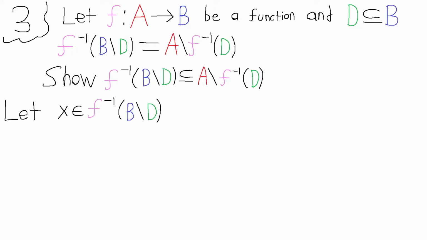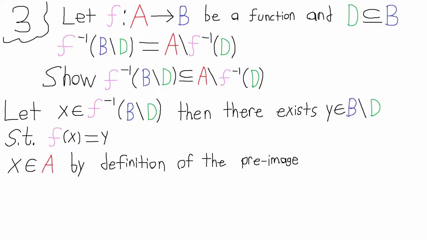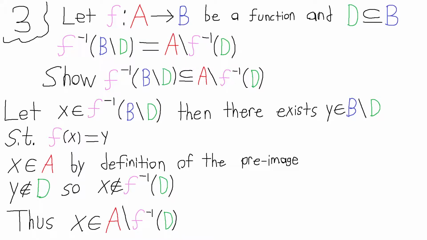Let x be an element of the preimage of the complement of D in B. Then there must exist y in the complement of D in B such that f of x equals y. We have that x is an element of A by the definition of the preimage. We also know that y can't be an element of D, so according to the uniqueness property of functions, x can't be an element of the preimage of D. Thus, since x is an element of A and it's not an element of the preimage of D, x is an element of the complement of the preimage of D in A. This shows that the left side is a subset of the right side.